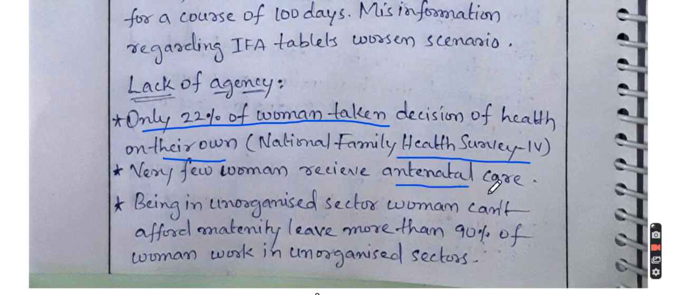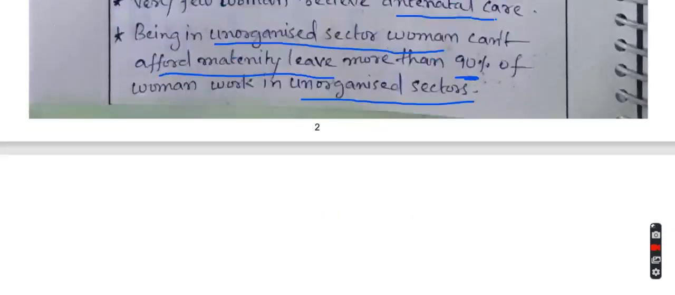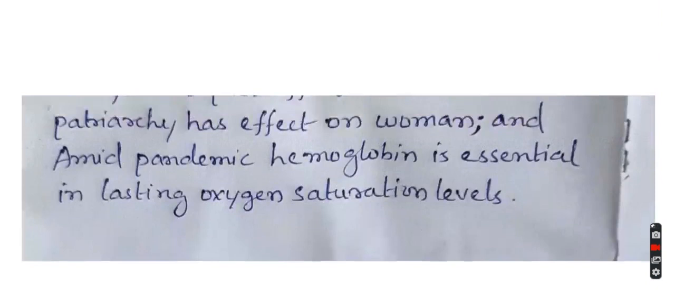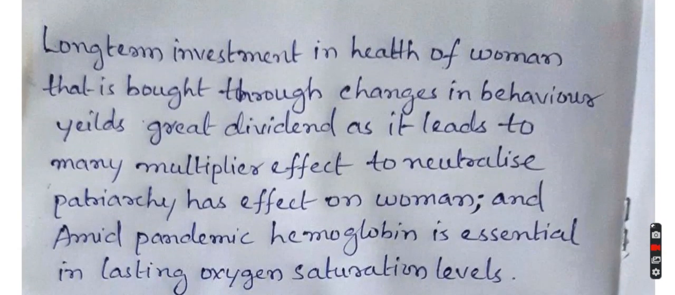And we spoke about antenatal care becoming very less. Also, these unorganized sector women are facing a situation where they can't afford maternity leave. How inhumane it is that the figure is as high as 90% of women working in the unorganized sector who are not able to afford a proper maternity leave. Then we would go to the conclusion to ensure we complete the answer in 10 minutes for 15 marks.